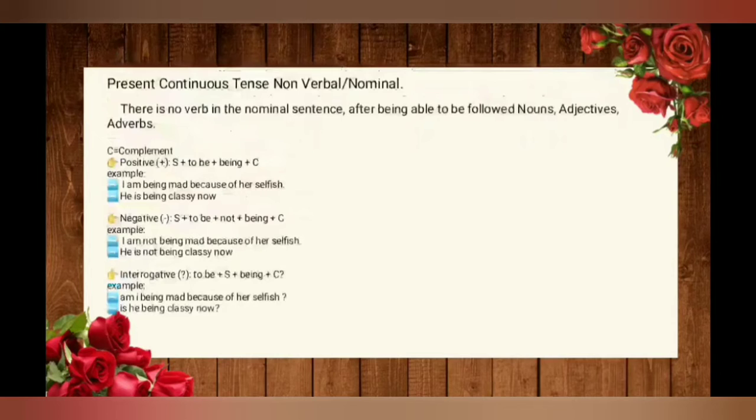Present continuous tense, nonverbal or nominal. There is no verb in the nominal sentence; after to be it can be followed by nouns, adjectives, and adverbs as complement. Positive: subject plus to be plus being plus complement. For example, I am being mad because of her selfishness. Negative: subject plus to be plus not plus being plus complement. Example, I am not being mad because of her selfishness. Interrogative: to be plus subject plus being plus complement. For example, am I being mad because of her selfishness?